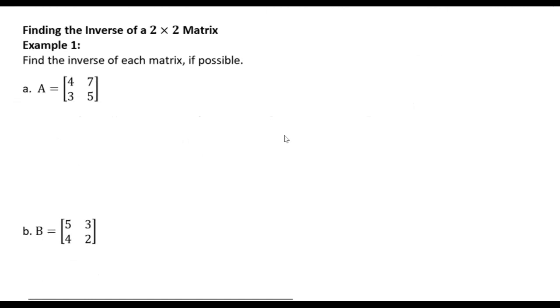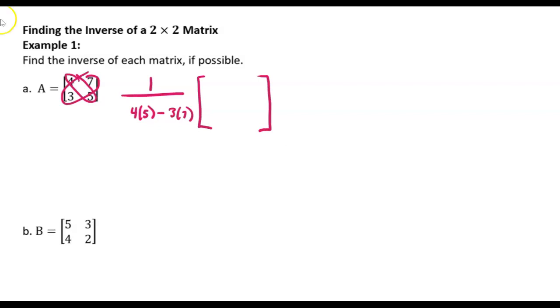Okay, let's try this. The first thing I'm going to do is 1 over the determinant. And remember, the determinant is 4 times 5 minus this diagonal, 3 times 7. That's the 1 over the determinant; the determinant is that bottom number. Then you rearrange your matrix. You switch the A and the D, so the 5 comes up here and the 4 goes down here. And on the B and C places, the top right and the bottom left, you change the signs. So 3 becomes negative but stays where it is, and 7 becomes negative but stays where it is.